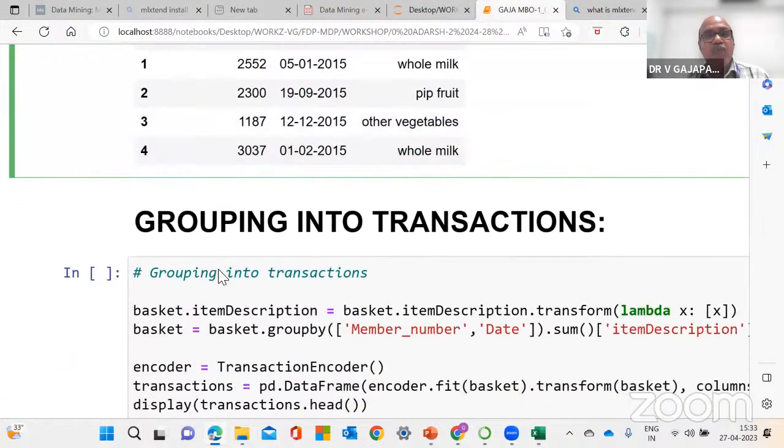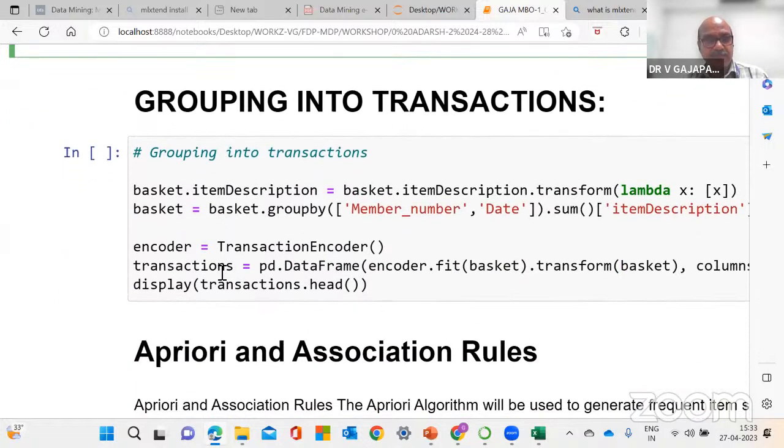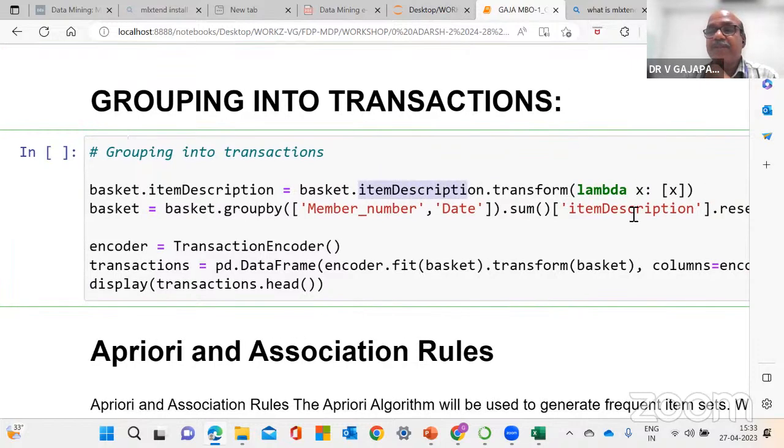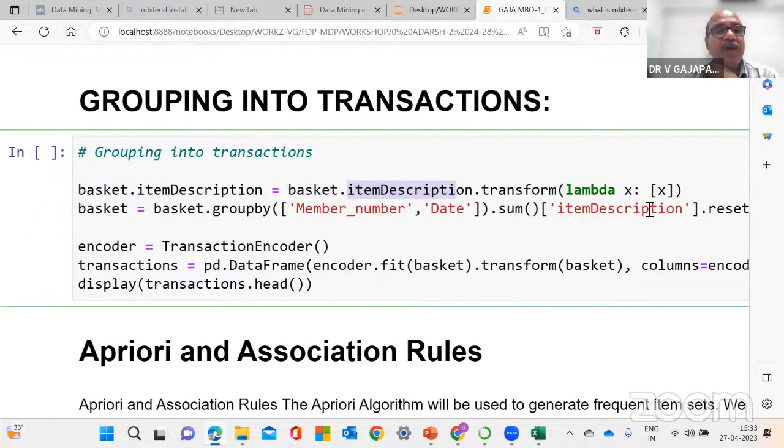Okay. Now grouping into transactions. All these have been loaded. Now we are creating transactions and grouping into transactions. Basket item description, basket.item description. Transform, lambda, all these things I have given. Here, what I'm doing is grouping into transactions, one transaction, second transaction, like that.